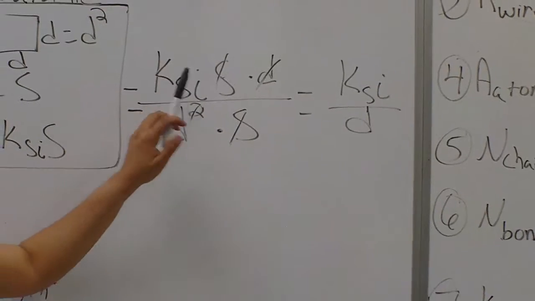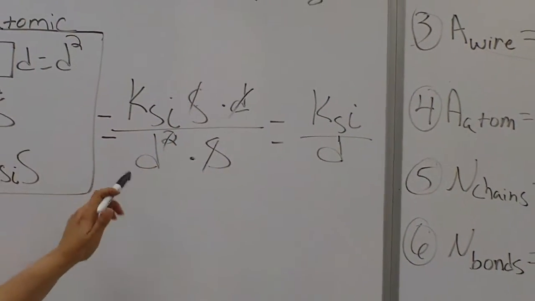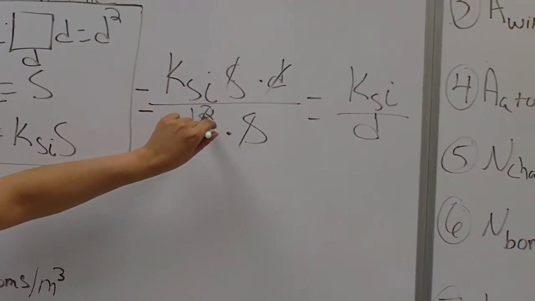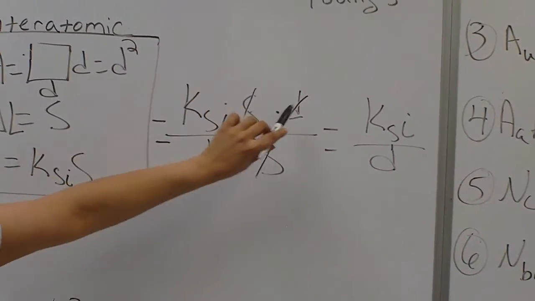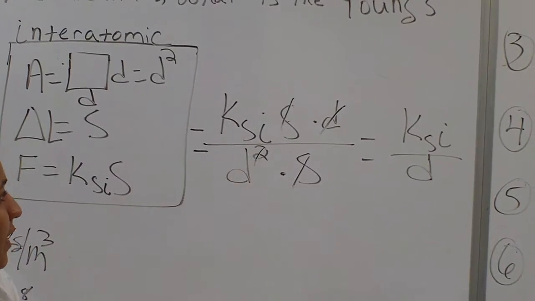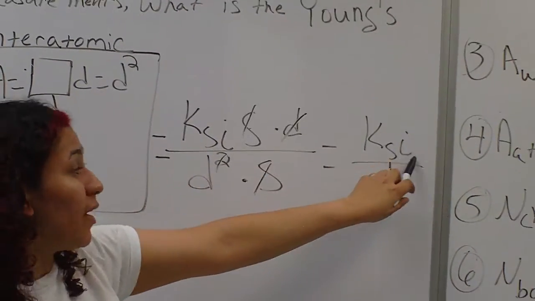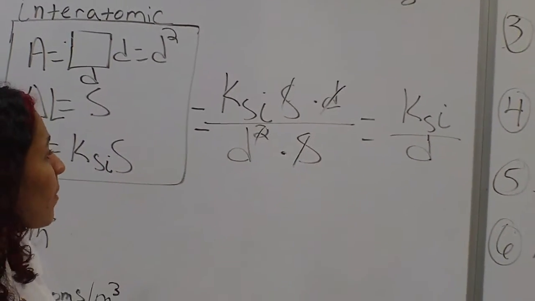You get the k interatomic times s times d over your area, which is d squared times s. I cancel out the variables that can be canceled because all of it's multiplied together. And you get just your spring constant for the interatomic divided by the diameter of the atom.